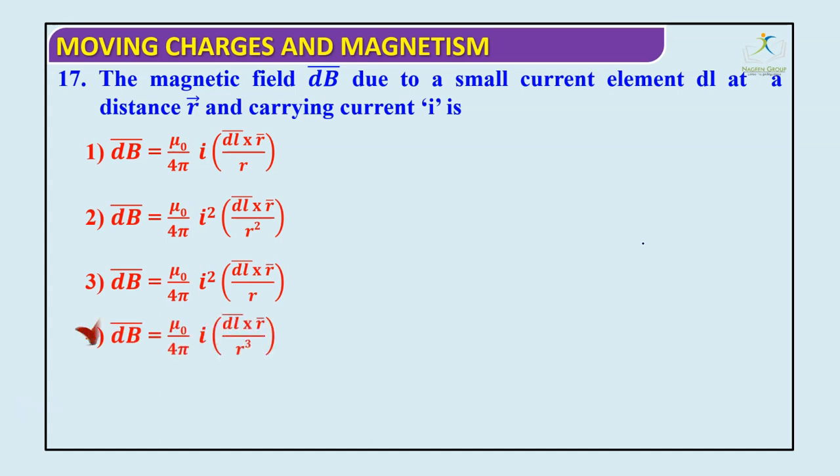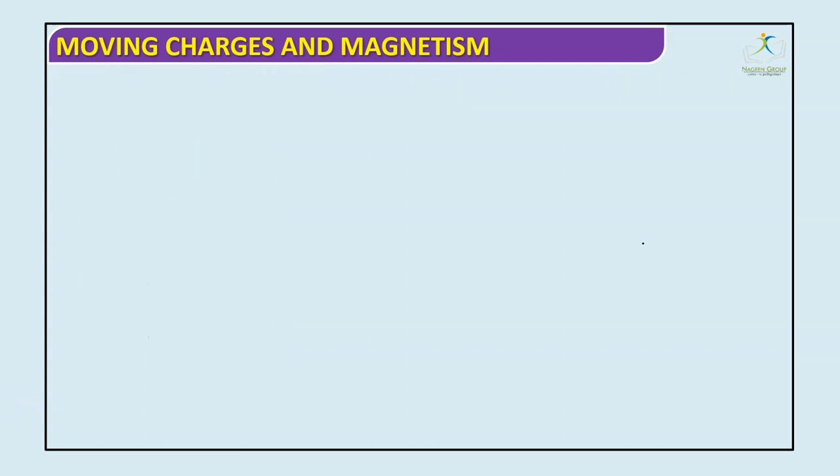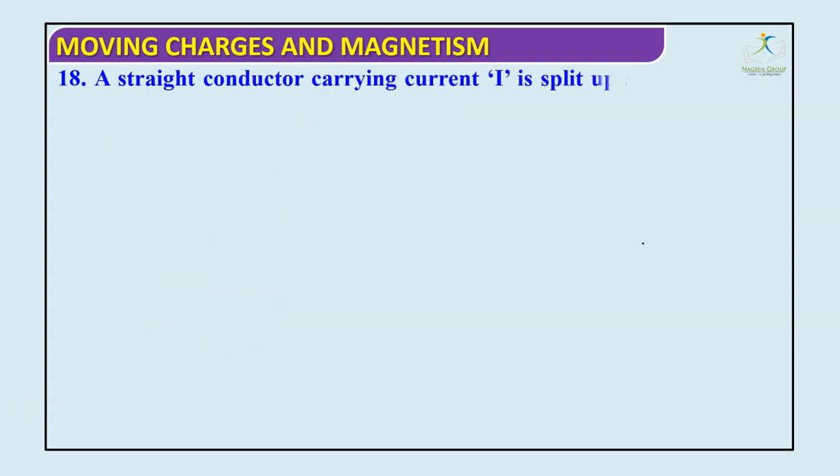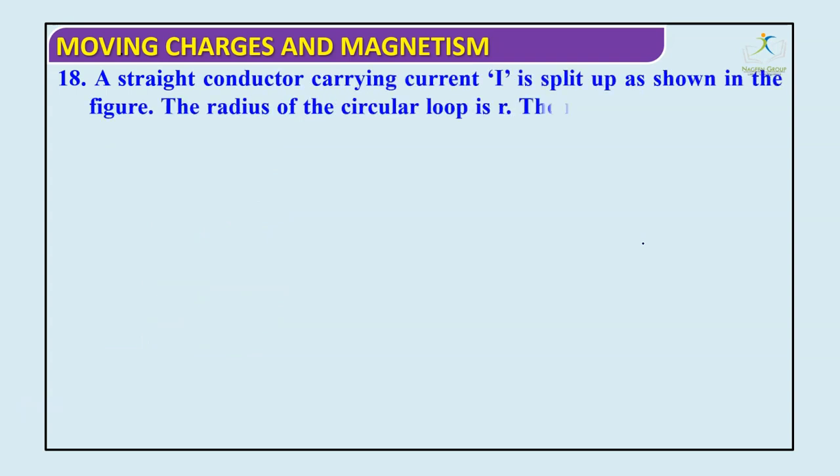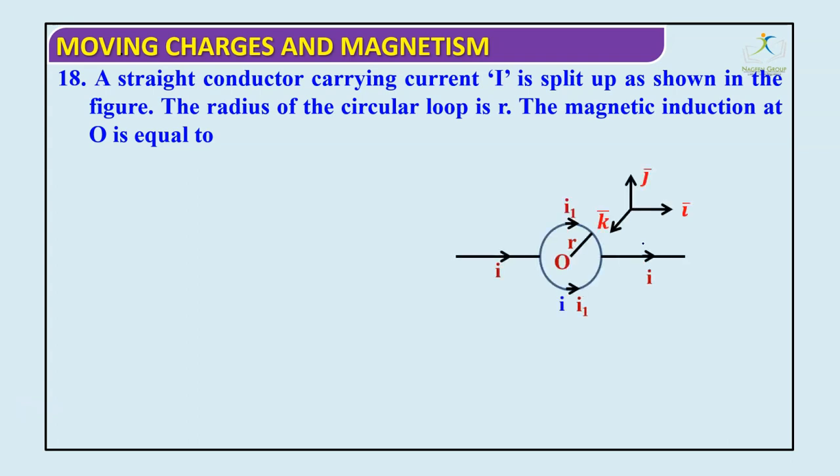And the correct answer for this question is option 4. Now, next we have a straight conductor carrying current I that is split up as shown in the figure. The radius of the circular loop is R. The magnetic induction at O is equal to: 0, mu naught I by 2 pi, mu naught I by 4R, mu naught I by R, and the second option, mu naught I by 2R. So for a circular loop, the correct answer will be 0.